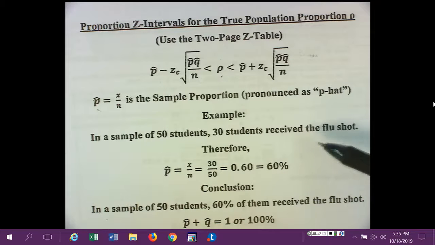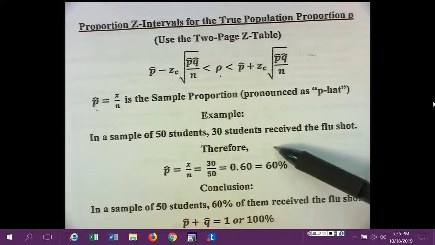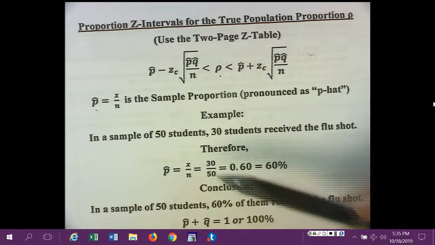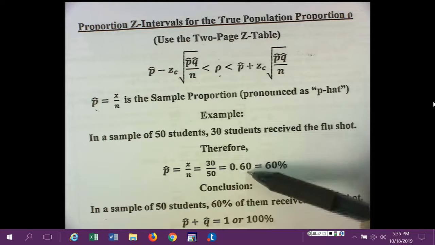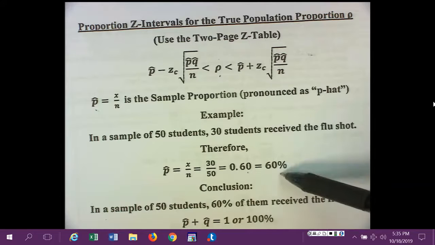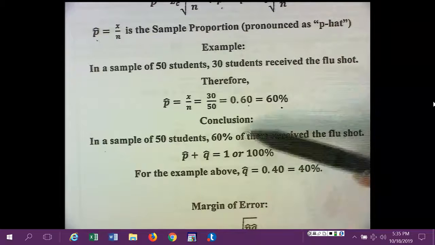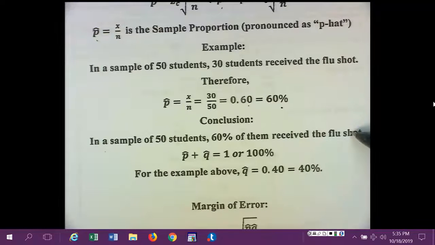Here's an example. In a sample of 50 students, 30 students received the flu shot. Therefore, the proportion of students receiving the flu shot from my sample of 50 students is 60%. 30 out of 50, decimal is 0.6, percentage is 60%. It reads, in a sample of 50 students, 60% of them received the flu shot.